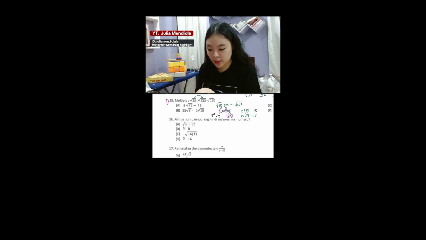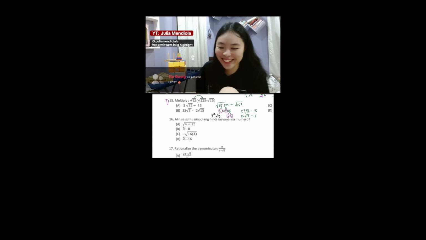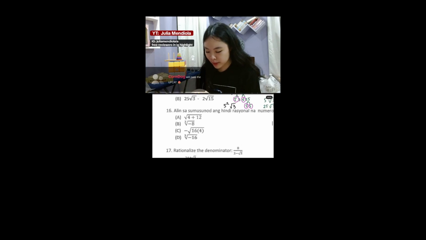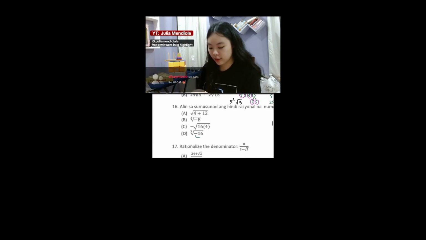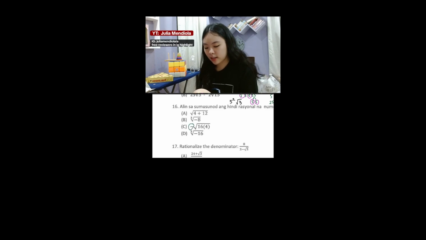Alin sa sumusunod ang hindi rational? Okay. So again, we're looking at the rules here. Choppy. Family problem lang po, ma'am. E daw ang sagot. Okay, wait. So, what we have to remember here is bawal maging negative ang nasa loob kapag cube root siya. Or basta bawal negative pag even. Pag even ang index, bawal negative. Pero, eto nasa labas naman siya. So, pwede ito. Nasa loob. Pero, odd siya. So, pwede yan.